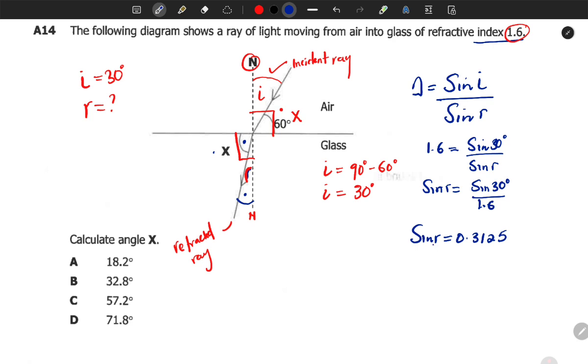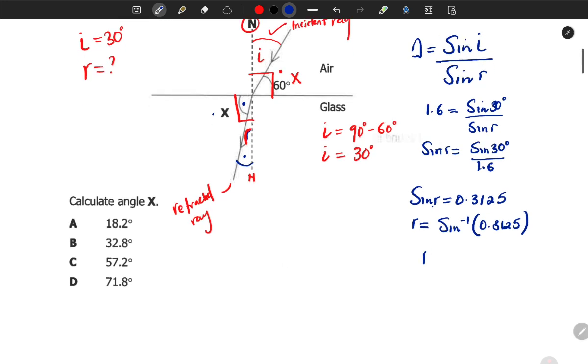Now, how do we find R? We now find the inverse sine. We say sine inverse of this number here. So how do you punch this on the calculator? You press shift, then you go to sine, then you open the brackets, then you punch 0.3125, then you close. So it's giving me R is equal to 18.2 degrees. And you can see that it's here, right?